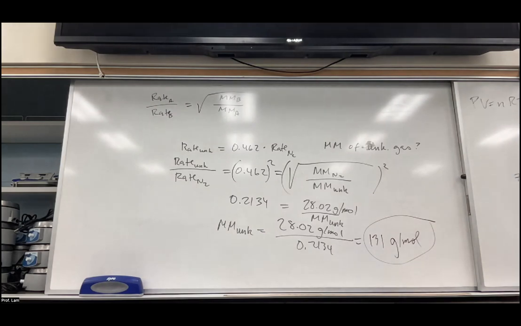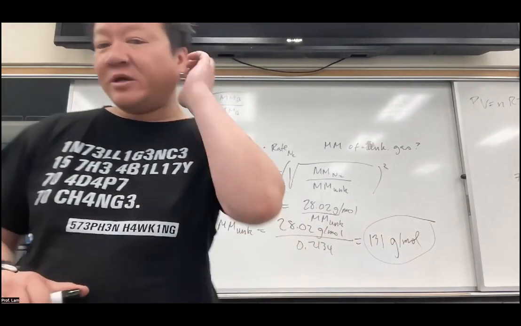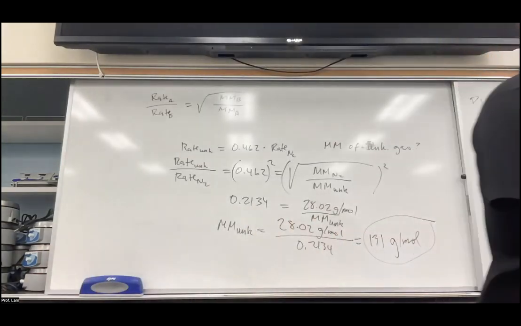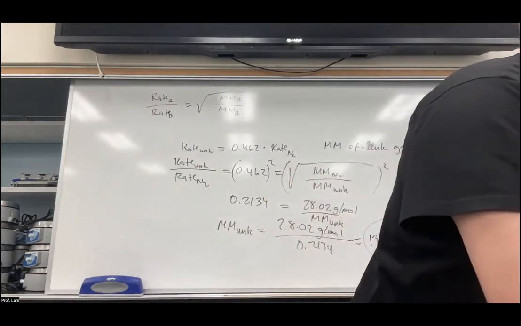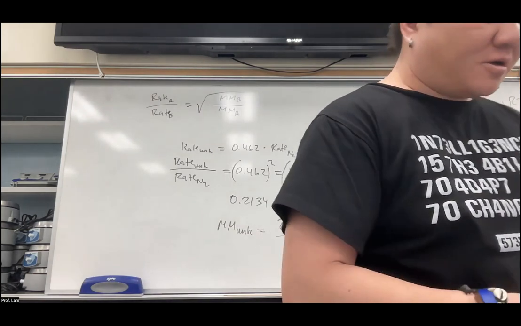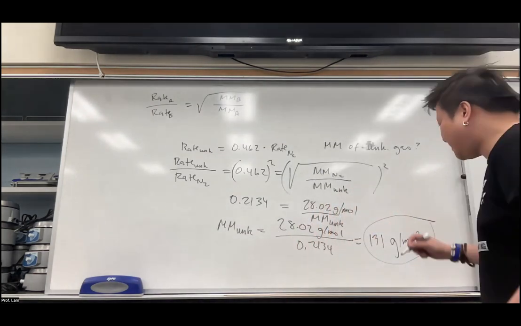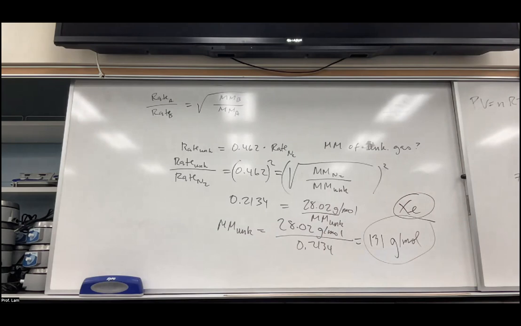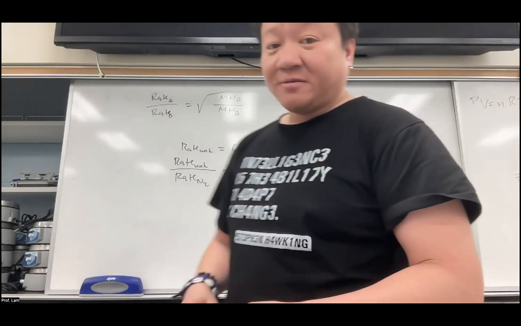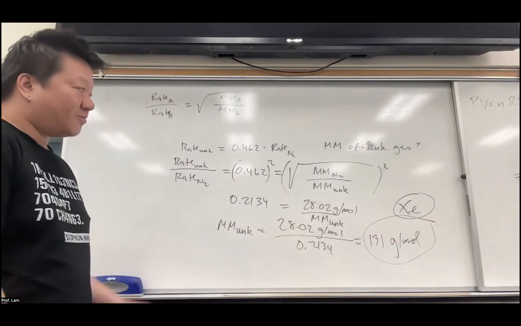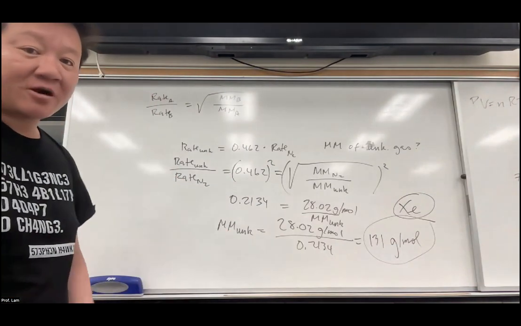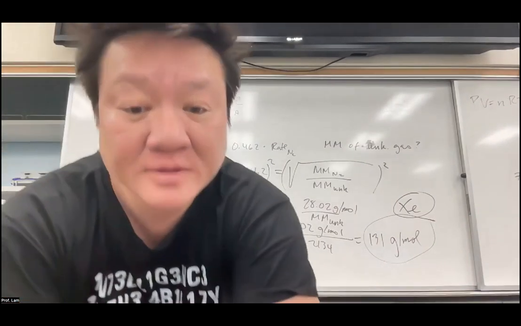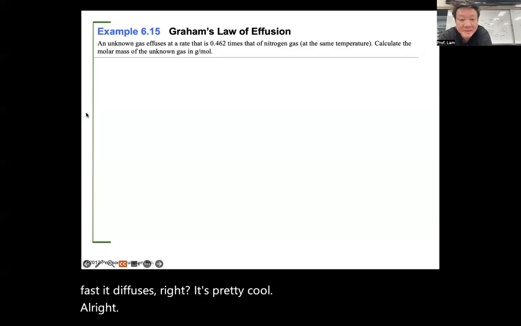Okay. Go ahead and look at your periodic table, guys. Can we figure out what gas that is on the periodic table? Oh, it looks like xenon, doesn't it? Isn't that cool? So you measure effusion of gases compared to each other, and you may be able to figure out what the unknown gas is, just based on how slow or how fast it effuses. It's pretty cool. All right. Let's go back to our slides.